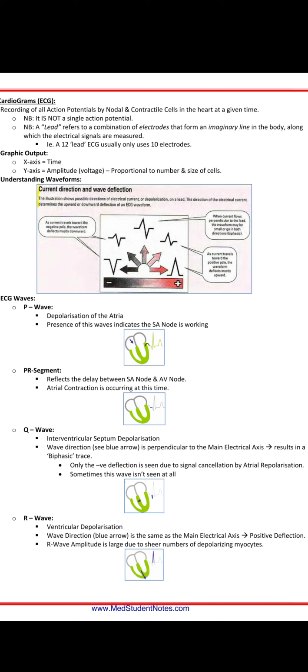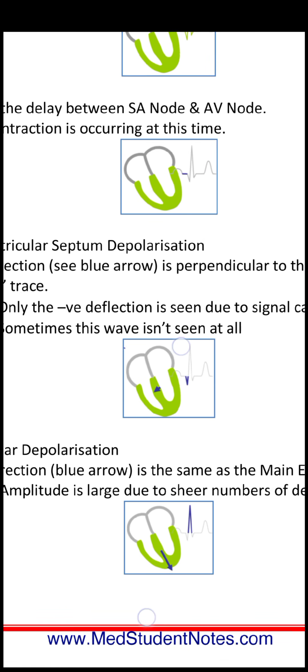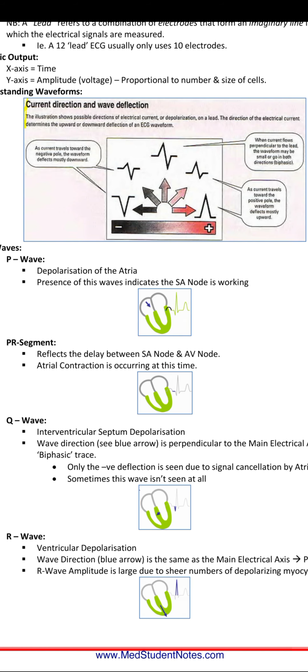Next is the R wave. After the Q wave comes the R wave: PR, Q, R. It is very easy to understand. In the R wave, the fourth wave, there is ventricular depolarization. After the atrial repolarization, the signal may be cancelled. Here we can see the blue arrow going downward along the Purkinje fibers.